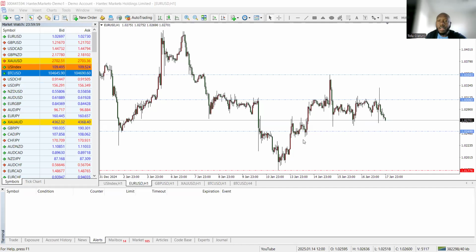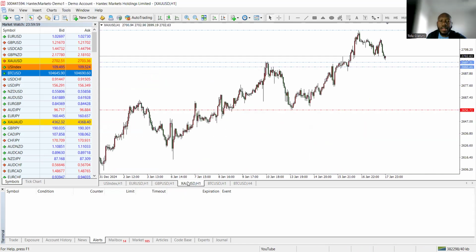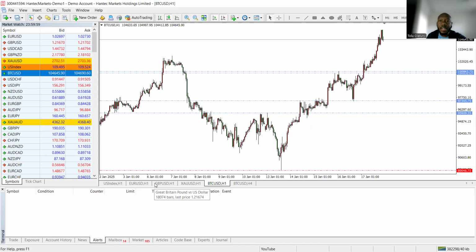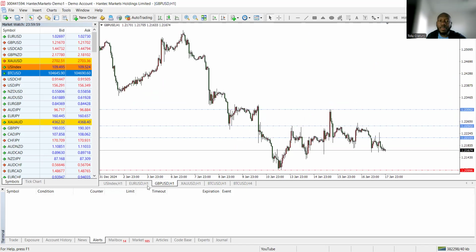Now, if you have a look at the charts that we have in front of us, you notice that we have some blue lines and some red lines. Now, these blue lines and red lines happen to be our key areas of interest based on our swing indicator.